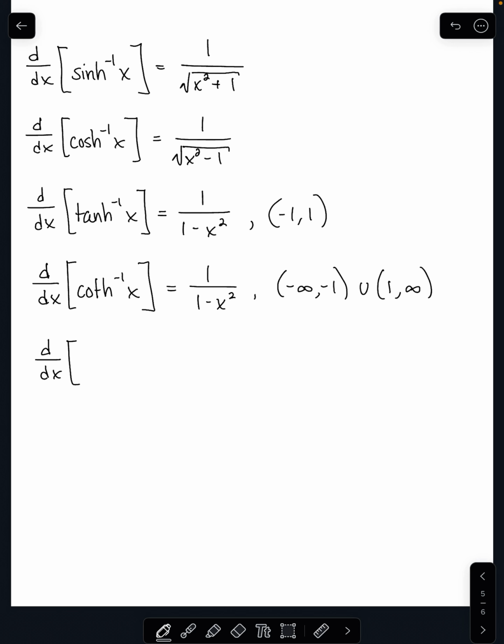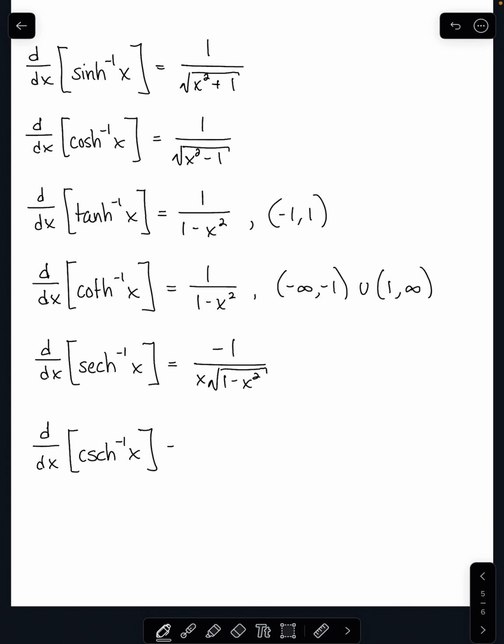We then have the derivative of inverse hyperbolic secant, which is -1 over x times the square root of 1 minus x squared. And the derivative of inverse hyperbolic cosecant of x, which is equal to -1 over the absolute value of x times the square root of 1 plus x squared.